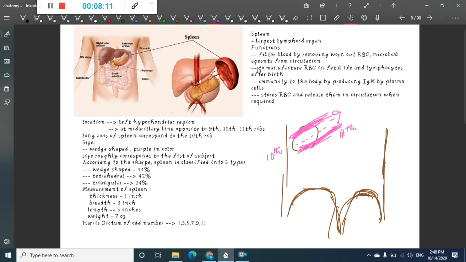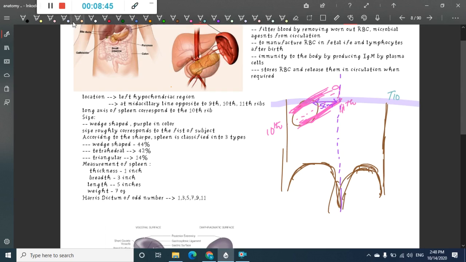Fine. Next, if you see this spleen, the medial end of this spleen will lie 5 centimeters from the posterior midline. So this is the posterior midline. The medial border of the spleen lies 5 centimeters from the posterior midline, and that is at the level of T10 vertebrae.